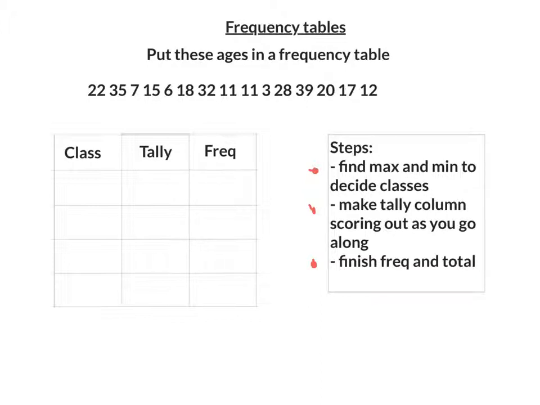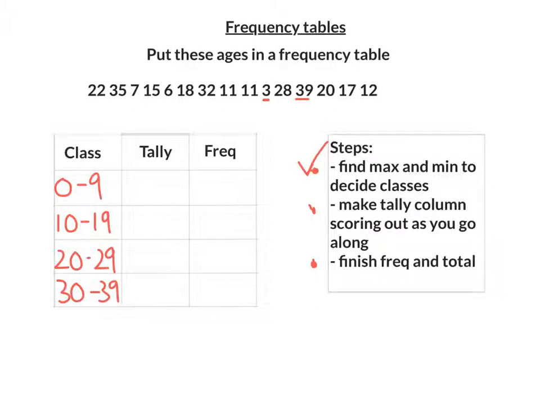So if we look at this group of numbers here of these ages, the lowest age is 3, and the highest one is 39. So I'm going to start with my first class to be 0 to 9, and then 10 to 19, then 20 to 29, and then the last one just sitting in 30 to 39. Okay, so I've done the first part there.